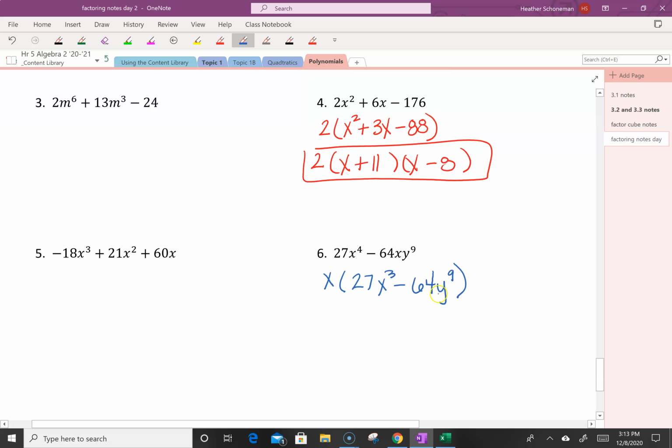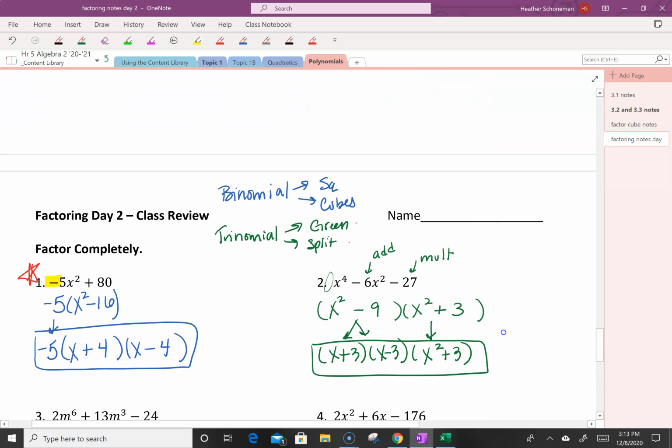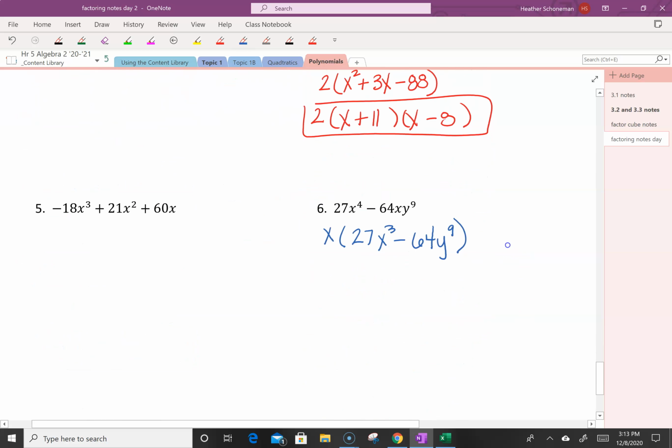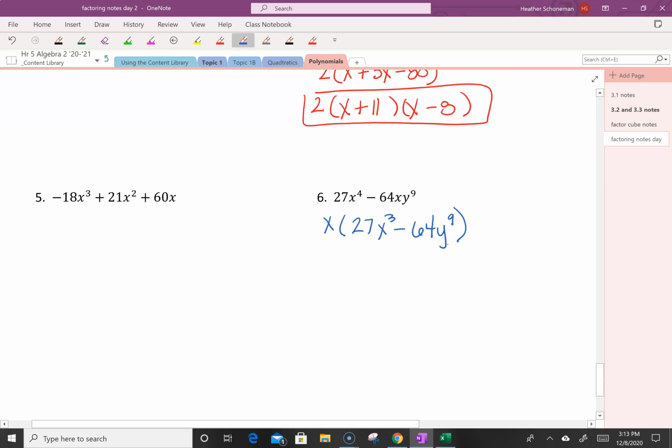Now I need to see what pattern I am going to use. Well, it's a binomial. So with a binomial, I can do squares or cubes. Squares work when the exponents are even. Cubes work when the exponents are divisible by 3. Well, this one, it's a cube pattern. Okay, and then I can take the cube root of all those numbers. So my greatest common factor gets a free ride. The cube root of 27x cubed is 3x, minus the cube root of 64 is 4, and the cube root of y to the 9th is y to the 3rd. I knew that because 9 divided by 3 was 3. So now, to get the second parentheses, I follow the pattern.